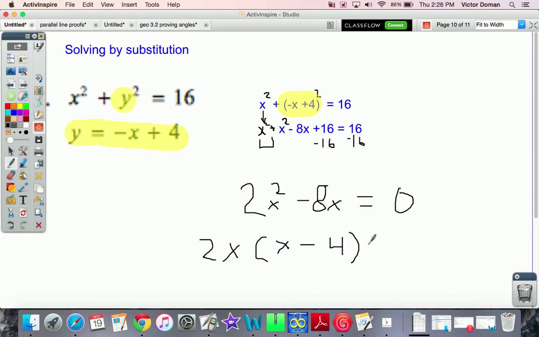Once we have our factors equal to 0, I can use the zero product property to find my two x's. First one being x equals 0, and the next one being x equals 4. Again, additive inverse to create 0, times whatever equaling 0.